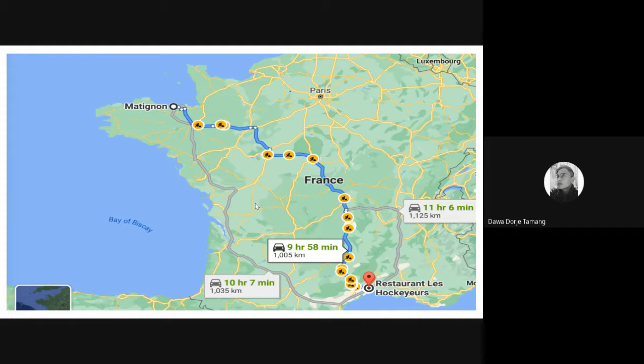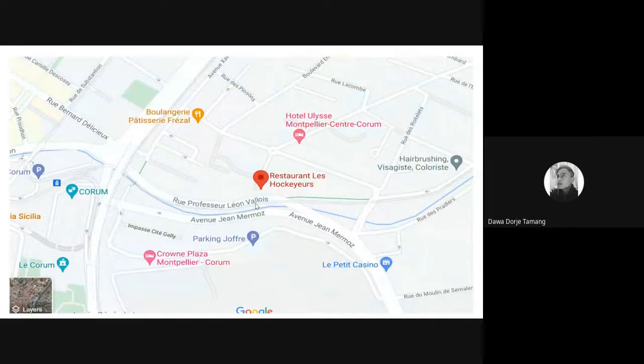So for lunch, we took a flight from Paris to Montpellier, and the flight was 1 hour and 20 minutes. After we reached Montpellier, we went to restaurant Les Hockeurs. And the restaurant was recommended by one of my friend's brother. He has been living in Montpellier since 2015. So I inquired about this place before our tour. Next slide, please.